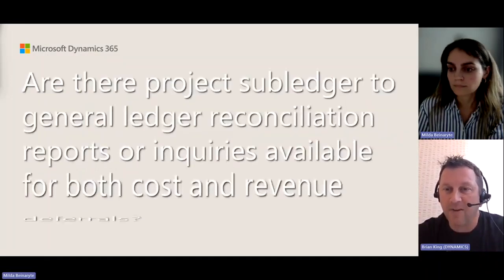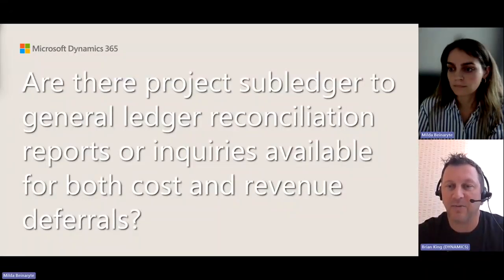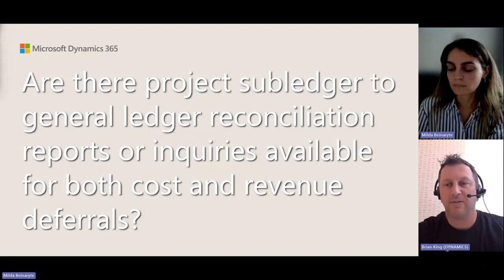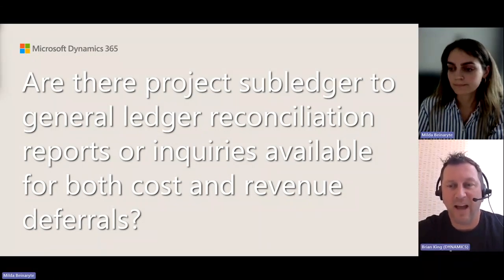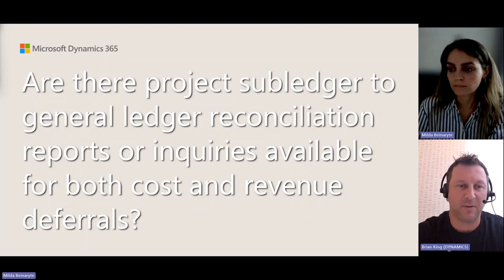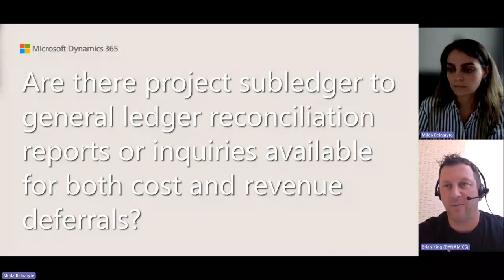Are there project subledger to general ledger reconciliation reports or inquiries available for both cost and revenue deferrals? Project subledger wise, likely not, but we do have the inquiries and reports on the revenue and expense deferral side. So there's an audit trail. There's a few other ones in there as well. As you look through the list, you might find some of those helpful, like the deferral balance or the recognition audit report, and then maybe some of the other things that we could do there.